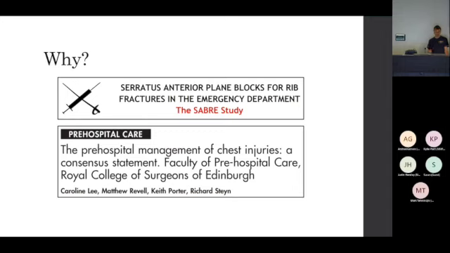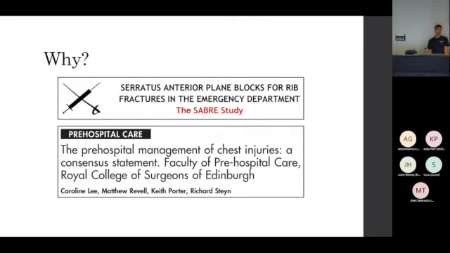So now the next question is, why should we do this in the pre-hospital setting? Firstly, there are some advisory groups like this one from Scotland, which just recommends regional anaesthesia as an option for rib fracture related pain. However, there's none that specify whether regional anaesthesia is superior to parenteral analgesia.